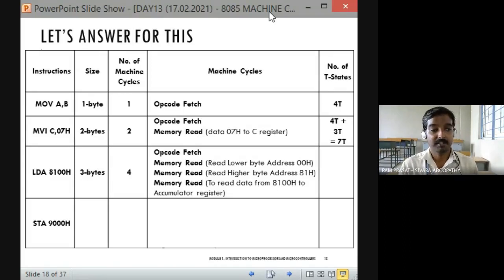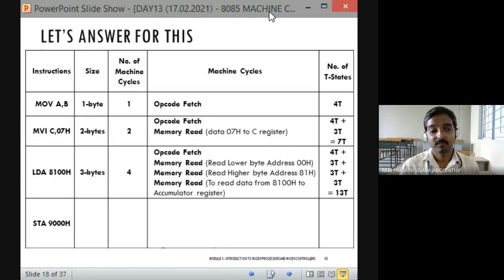So how many T states now? Can you type it in the chat? Very good, very good. How many T states in total? 4 plus 3 plus 3 plus 3. Very good. 13 T states is the correct answer. Fine. Similarly, what about STA?